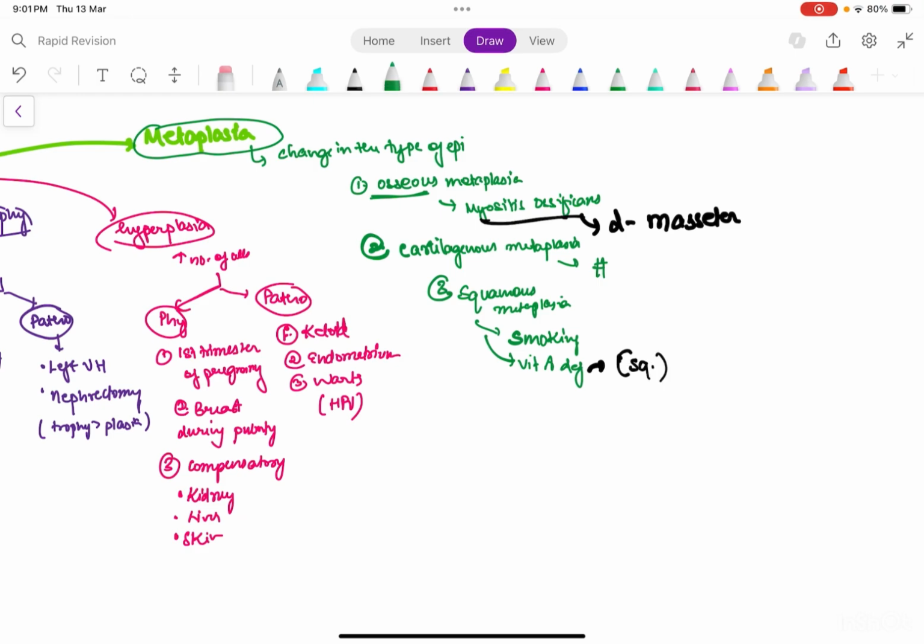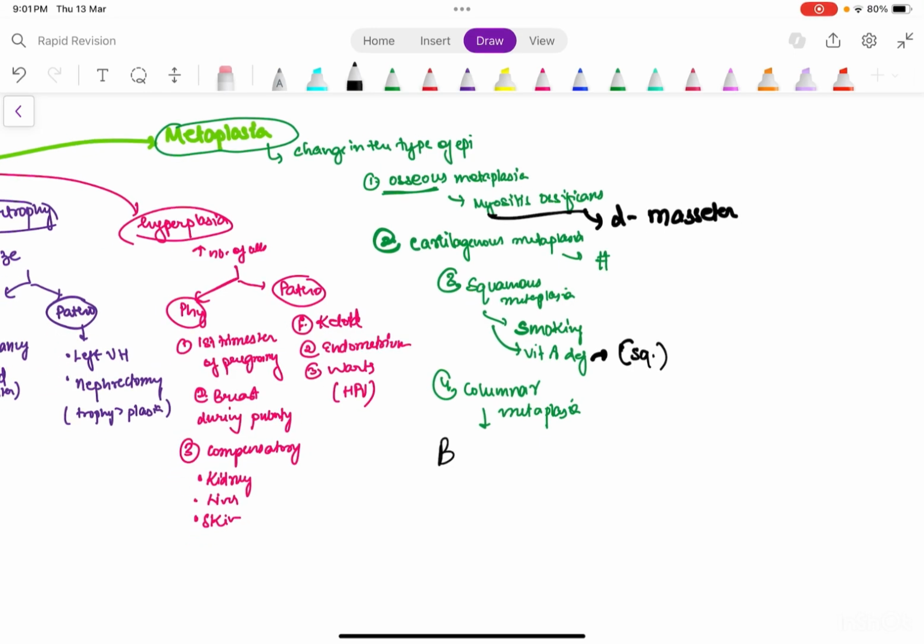Then coming on to the fourth one, which is columnar metaplasia. Now see, the final epithelium type is columnar. So for columnar metaplasia, you need to learn by heart this example, which is Barrett's esophagus. All right, and in chronic bronchitis, and also in bronchiectasis.